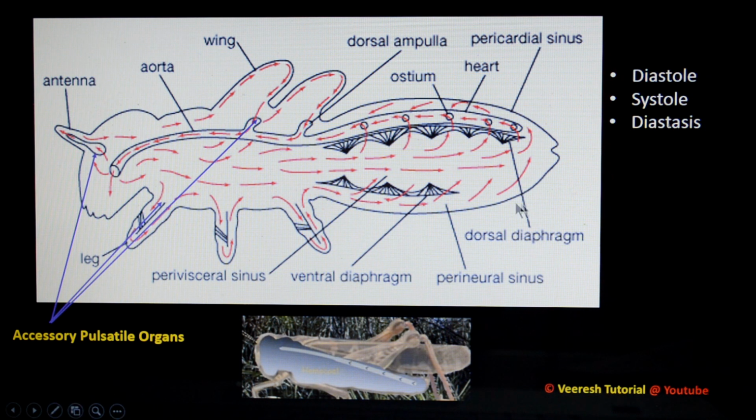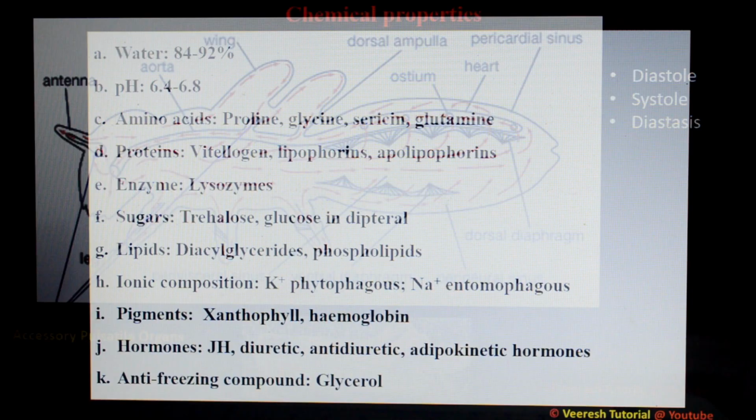The activity of the heart is controlled by both myogenic and neurogenic mechanisms. Myogenic means without any neural inputs, that is, the activity is not controlled by nerves, and neurogenic means the activity is controlled by nerve cells.